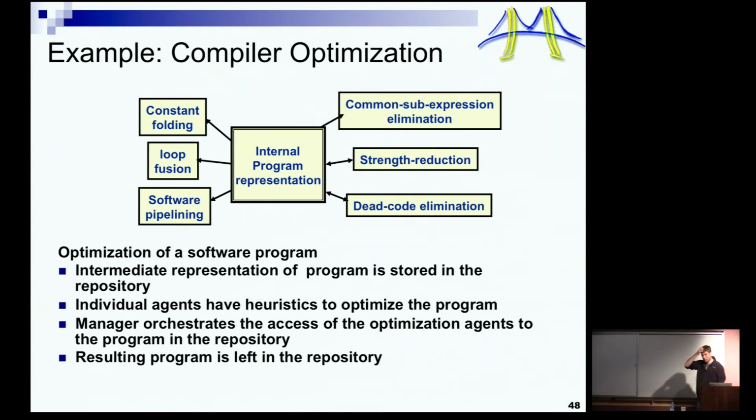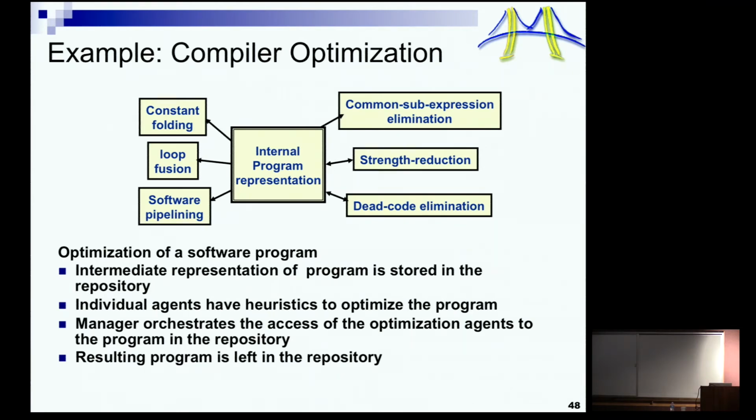Okay, so our example is compiler optimization. This comes from SUIF, which is a Stanford optimizing compiler that does various loop transformations and vectorization. You have your internal program representation, your loop nest, and you have all these optimizations that you could potentially do. You could get rid of dead code, remove things from the loop and do strength reduction, do software pipelining, fuse loops or do loop fission, and constant folding.